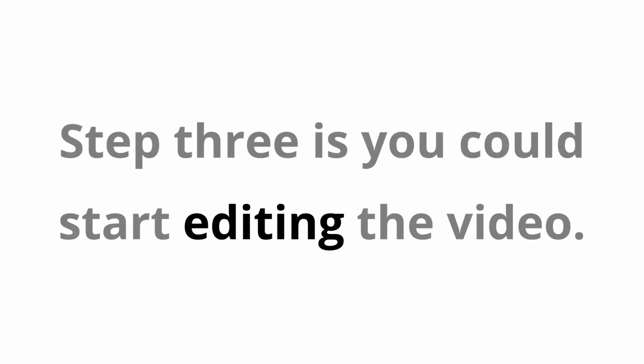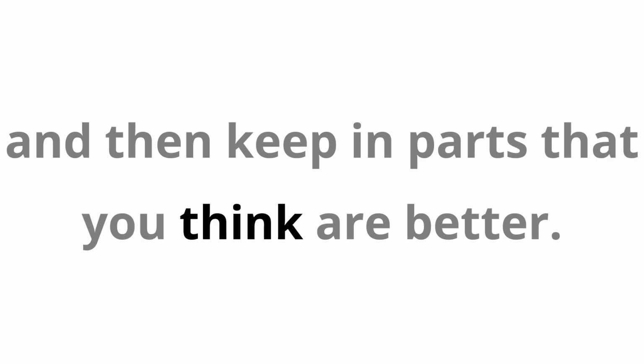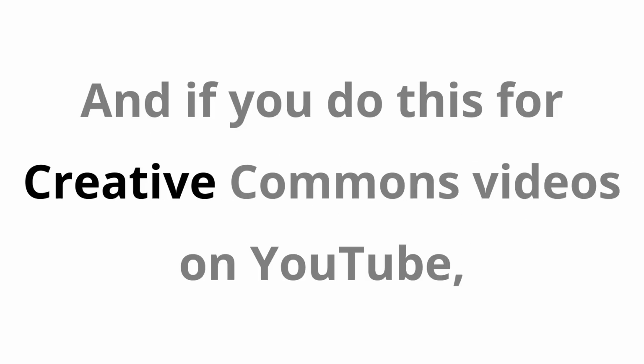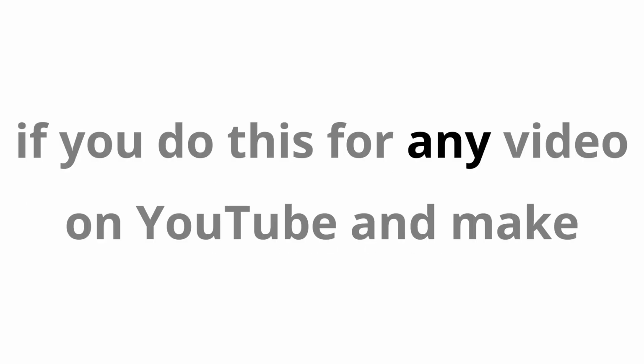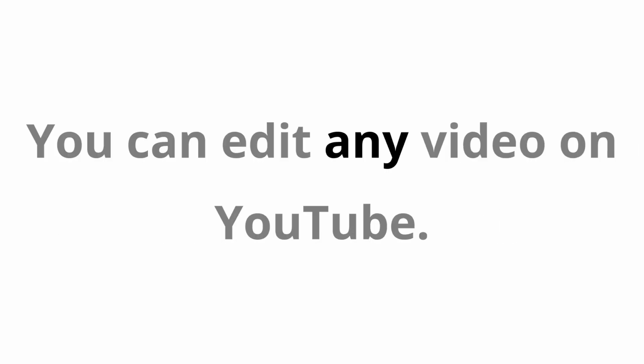Step three is you could start editing the videos, make them even better. Like just do basic editing skills, cut out the parts you don't think are as good, and then keep in parts that you think are better, and then try to add on to the video, make it even better. And if you do this for Creative Commons videos on YouTube, if you do this for any video on YouTube and make it even fair use, and you add your own commentary to the videos, you try to make the videos even better, you can edit any video on YouTube. It doesn't have to be Creative Commons, you can make it even better.